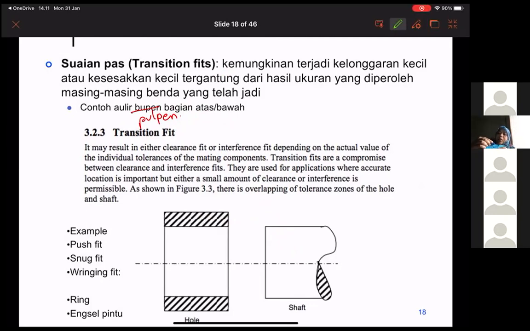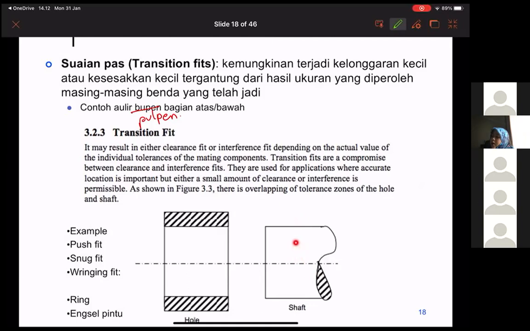So it is quite a tight fit. When we turn it down like this, the part doesn't fall off because it's quite tight, but it is easy for them also to open it. Okay, so that is the push fit, the transition fit.